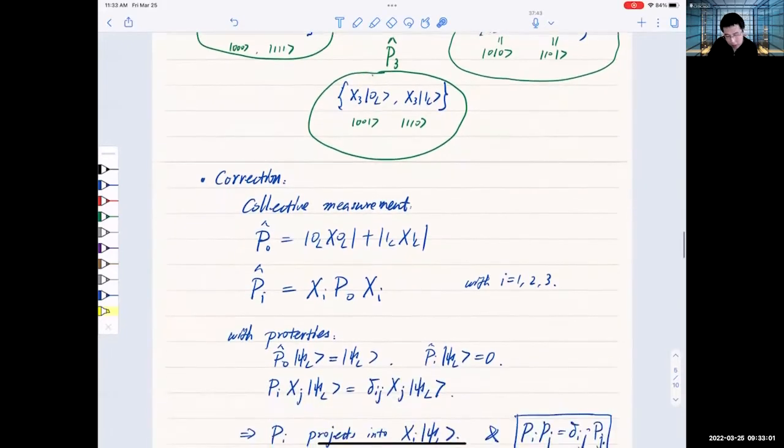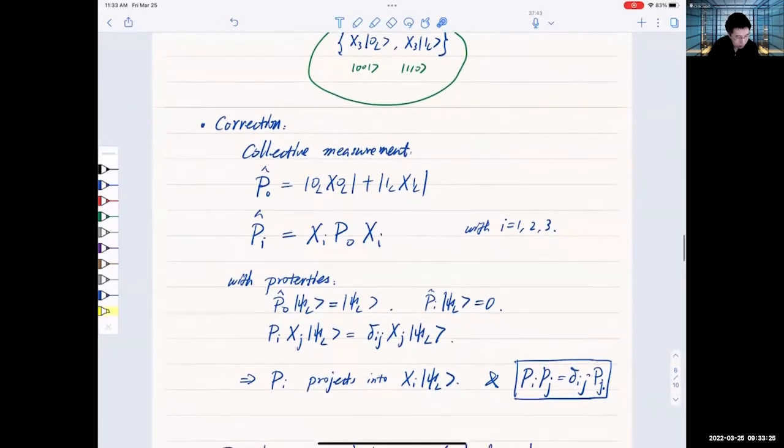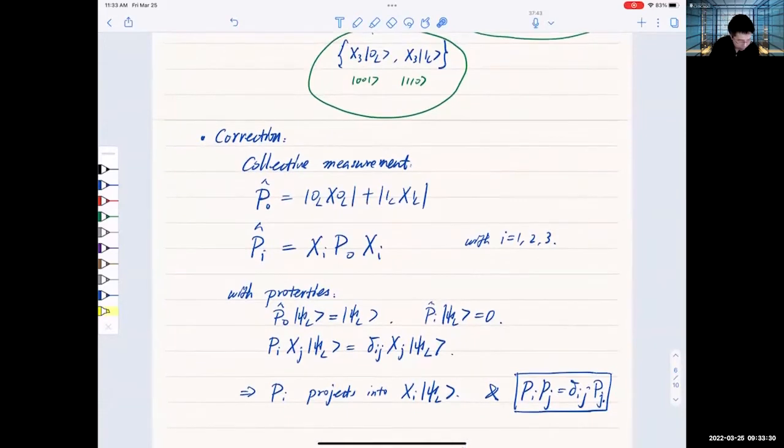All right, so now assume we can perform these projection operators, as we'll discuss in a minute. Then once we do the projection, it will pick up the component associated with that projected subspace. And because these projections are orthogonal to each other, there is no ambiguity about which type of error happened. So that achieves the task.